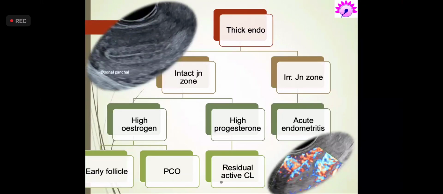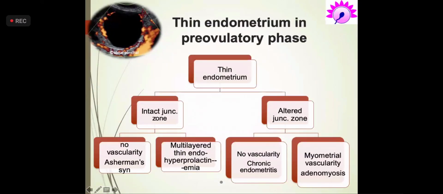So, making it very simple, if it's a thick endometrium on the baseline scan, look at the junctional zone. If it's irregular, think of acute endometritis. In acute endometritis, you will have thickened endometrium, increased flow, and irregular endomyometrial junction even in the early follicular phase, where usually the endometrium is thin and non-vascular. If the endometrial-myometrial junction is intact, think of high estrogen or high progesterone. Look for the corpus luteum if it's high progesterone. Look for either PCO or early follicle recruitment if it is an estrogen effect.